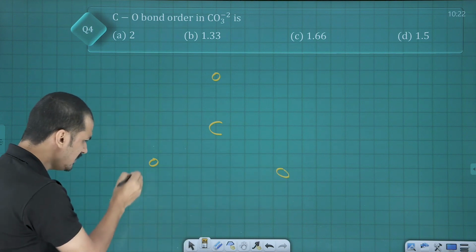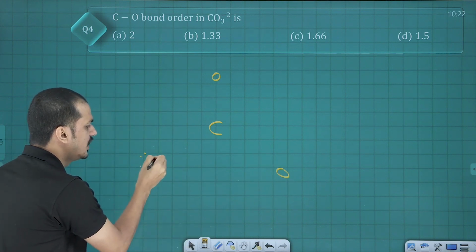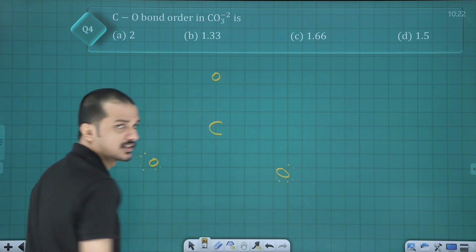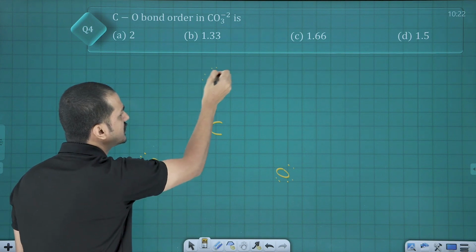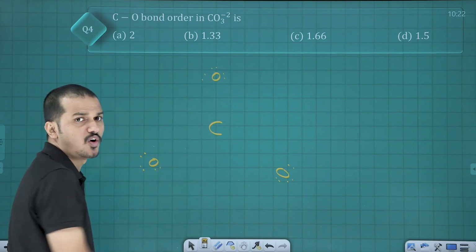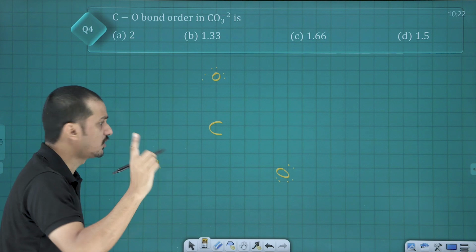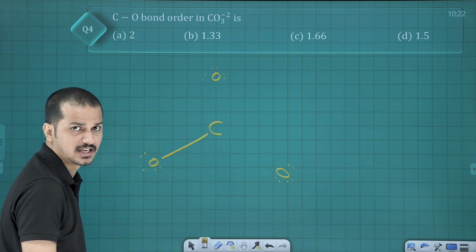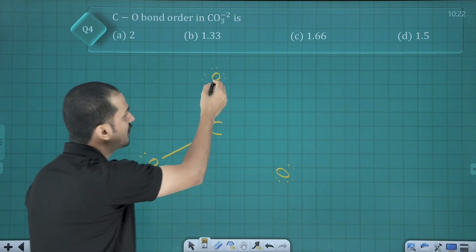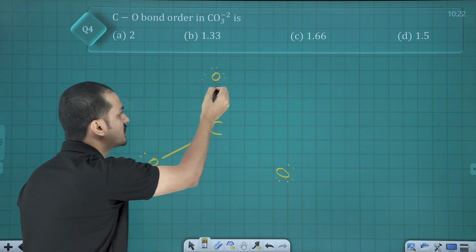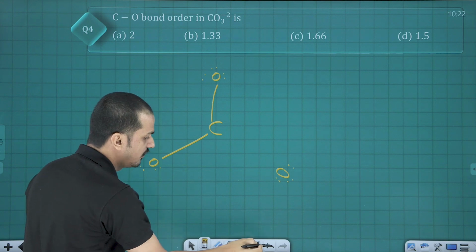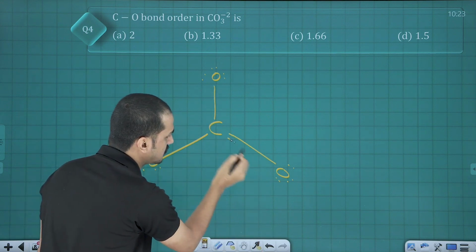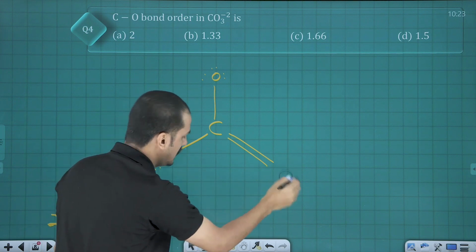Okay, ready? So around oxygen 2, 4, 6 electrons are there. Around this also 2, 4, 6 electrons are there. Around this also 2, 4, 6 electrons are there. Around carbon 4 electrons are there. Out of that, 1 electron is making a bond with this oxygen. Am I correct? Yes or no? Yeah. So this one electron is making a single bond with this one, and one is making a double bond with this oxygen.